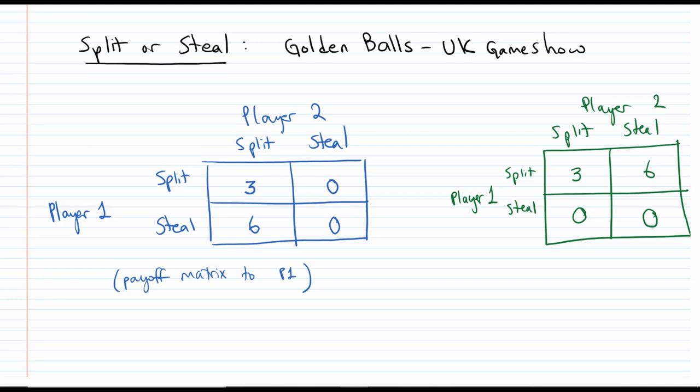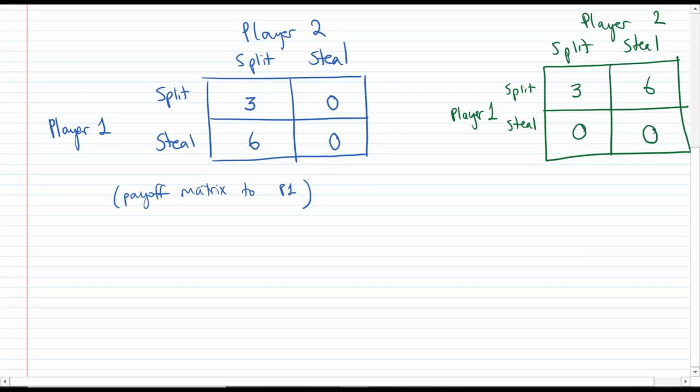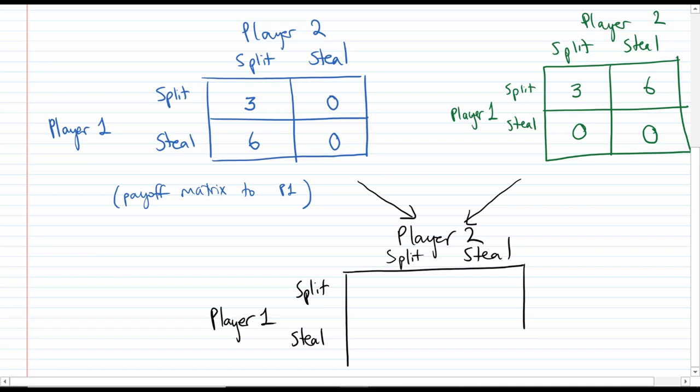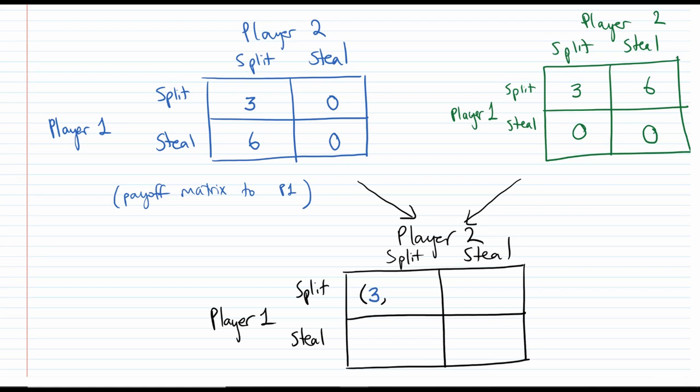And so in order to make this more concise, we're going to combine these into a single payoff matrix. So we'll still have their options here. And instead of just one number inside each box, we'll put both numbers. The first number will be the payoff to player one, and the second number will be the payoff to player two.